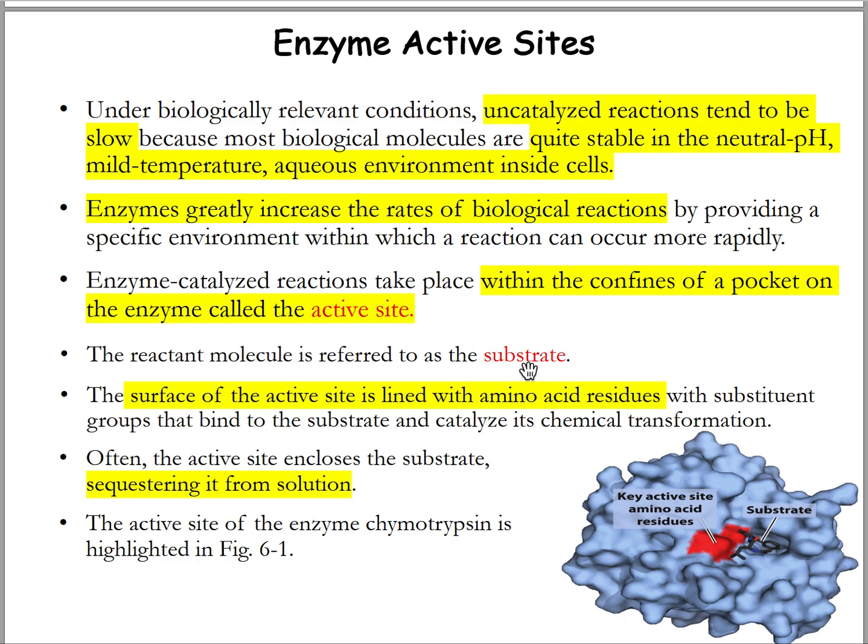The surface of the active site is lined with amino acid residues with substituent groups that bind to the substrate and catalyze chemical transformation. Often the active site encloses the substrate, sequestering it from the solution.